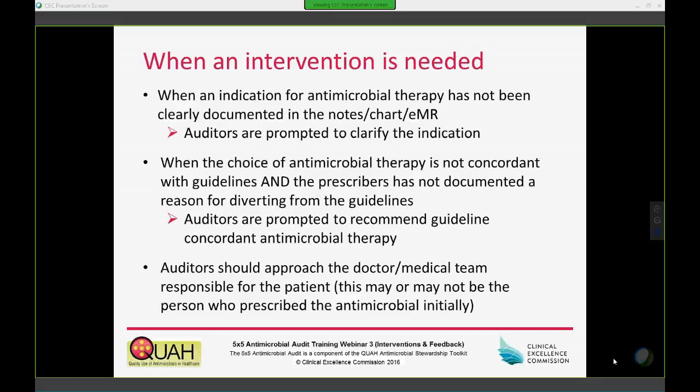When we say contact the doctor or medical team, auditors should approach the doctor or medical team that's currently responsible for the patient, that's looking after the patient in front of you that you're auditing. So this may or may not be the person who prescribed the antimicrobial on the chart originally.